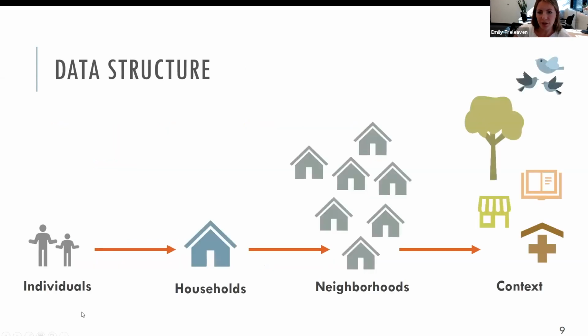To further visualize our data structure, this is a reminder that we have individuals nested within households and households nested within neighborhoods. We also have contextual data that covers the entire study area in Western Chitwan, not just the sampled neighborhoods. And this includes things like services, like schools and health facilities, as well as ecological data.